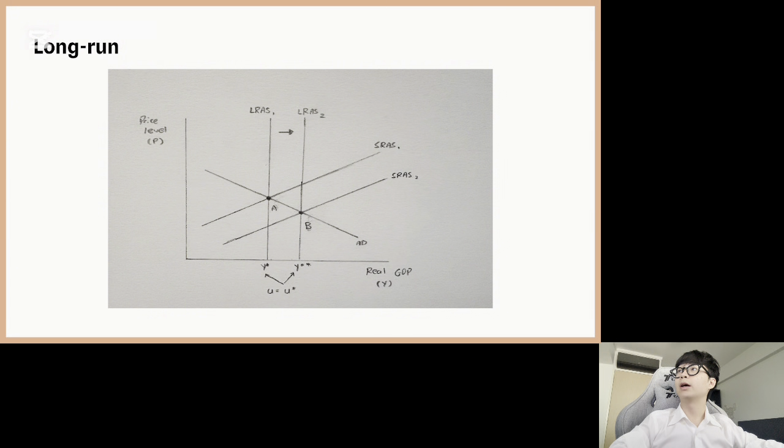Long-run aggregate demand refers to the total demand for goods and services in an economy over a long period where prices and wages are fully flexible. While AD is typically represented by a downward sloping curve, its position is determined by factors like consumption, investment, government spending, and net exports. In the long run, however, the economy's equilibrium is determined by the intersection of aggregate demand and the vertical long-run aggregate supply curve, which represents the economy's potential output.